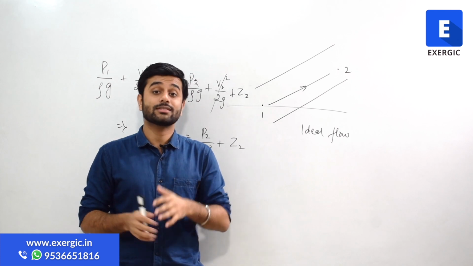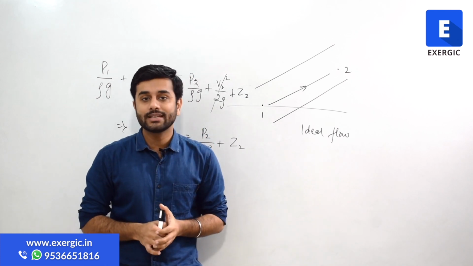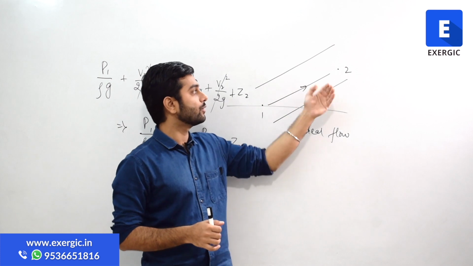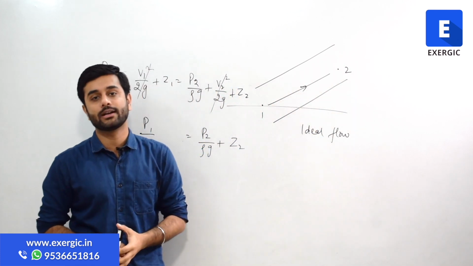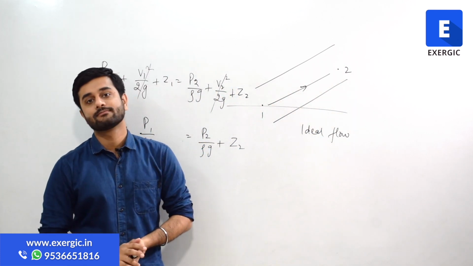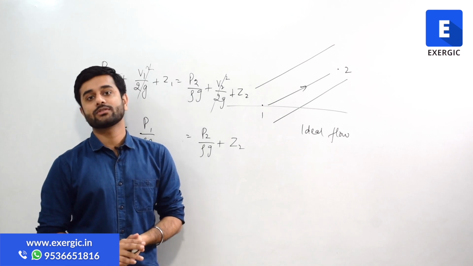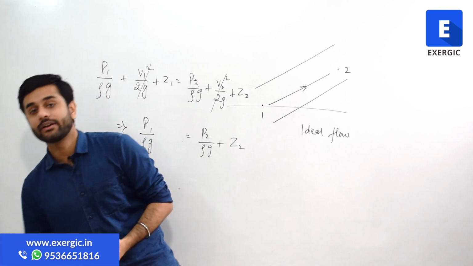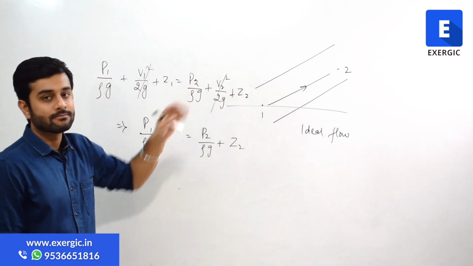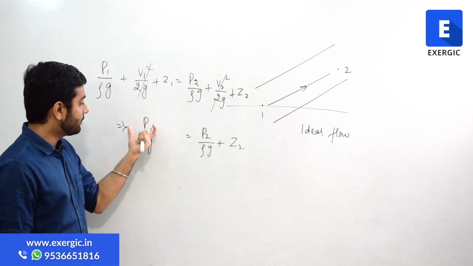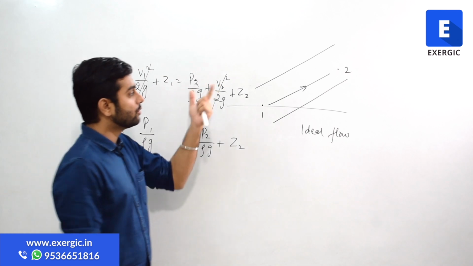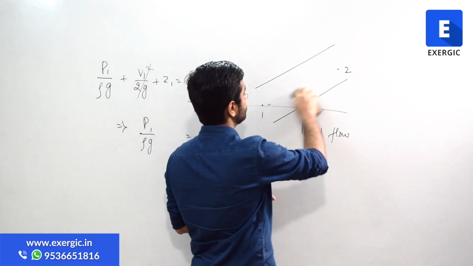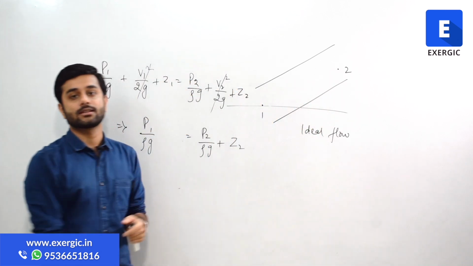So some of the aspirants who think, "How can fluid rise on its own, it has to move from higher datum to lower datum," they are also wrong. What is the correct answer for this question? For an ideal fluid flow like this, what should be the direction of flow if pressure head at 1 is equal to pressure plus datum head at 2? You cannot determine the direction.